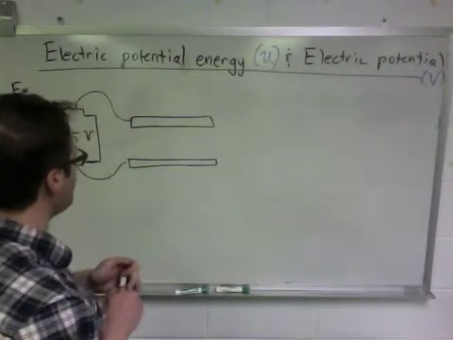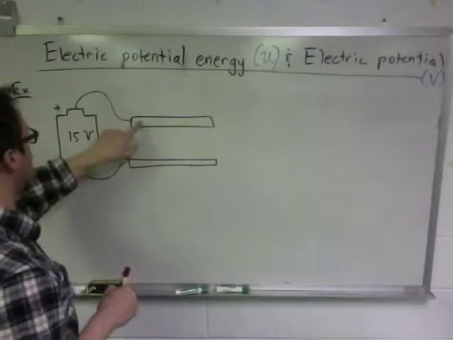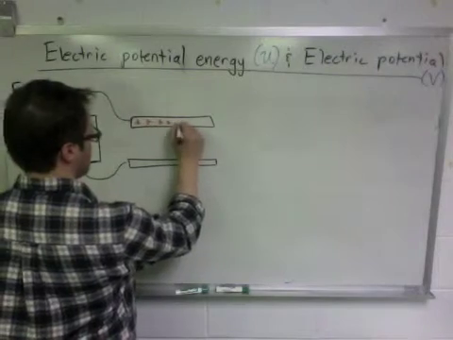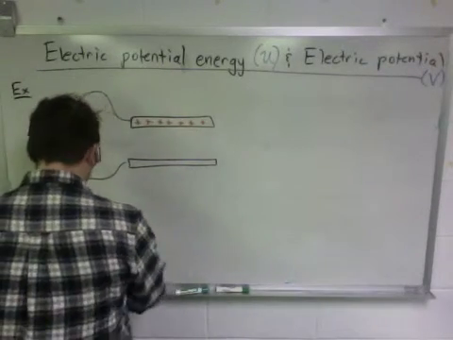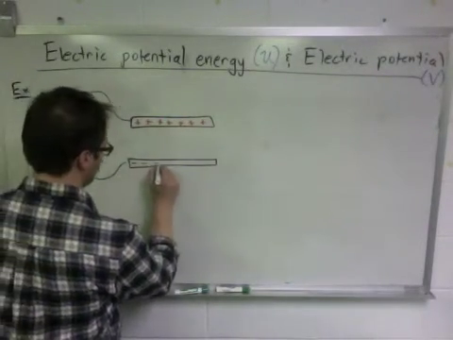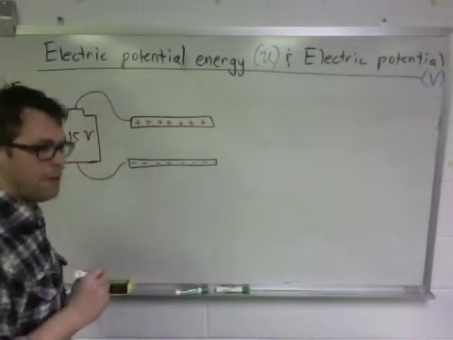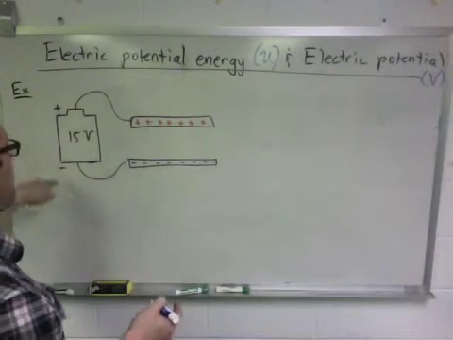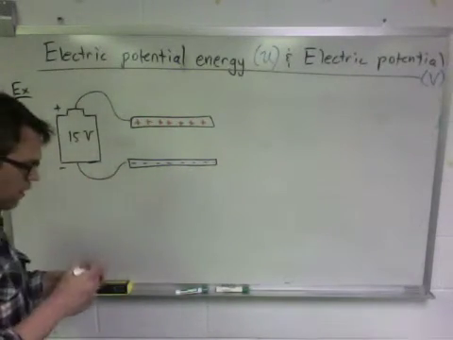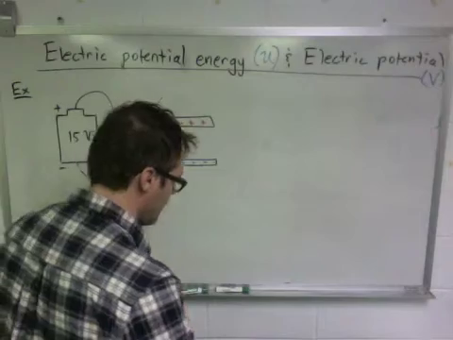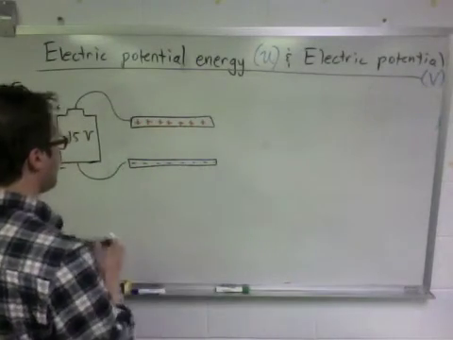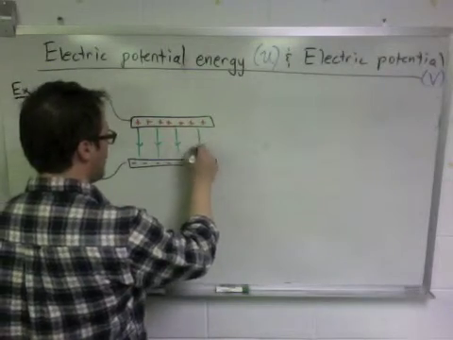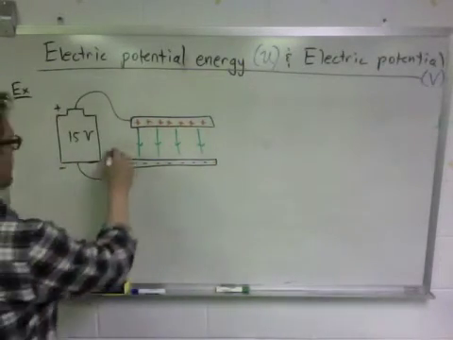And so what's going to happen then is the battery is going to make the top plate positively charged and the bottom plate negatively charged. That's the job of a battery, to move charges around, and in this case it's taking electrons from the top plate and placing them on the bottom plate. And that's going to be setting up an electric field that's going to point from the top plate to the bottom plate. So here's an electric field.